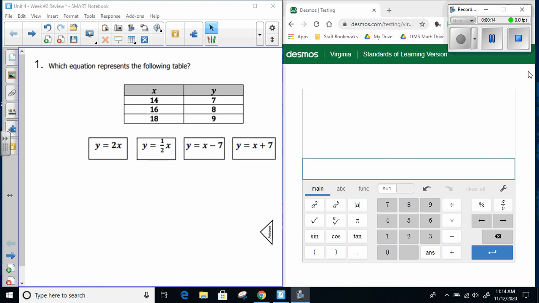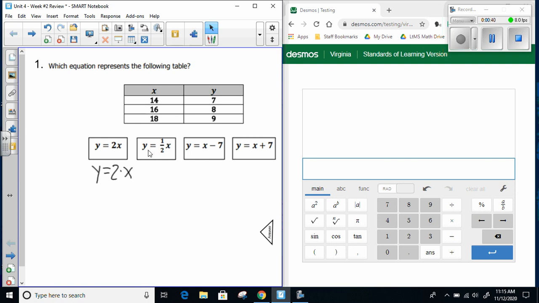Now looking at the table, I see that we have an X column and a Y column. Looking at our answer choices, I see that there are 4 different equations, and all of the equations are written in the form of Y equals something with X. So the first choice I see here says Y equals 2X, which means Y equals 2 times X. So I'm just going to write that underneath. That means 2 times X.